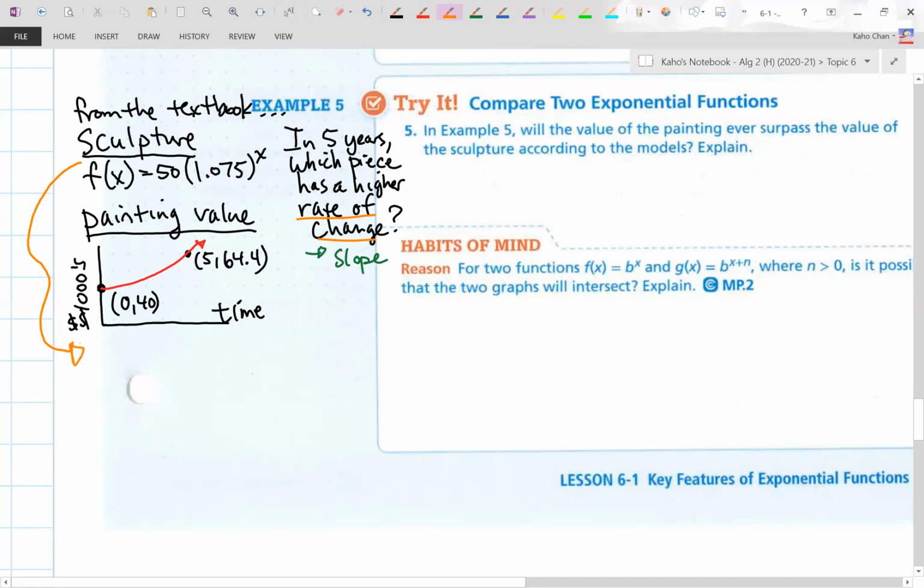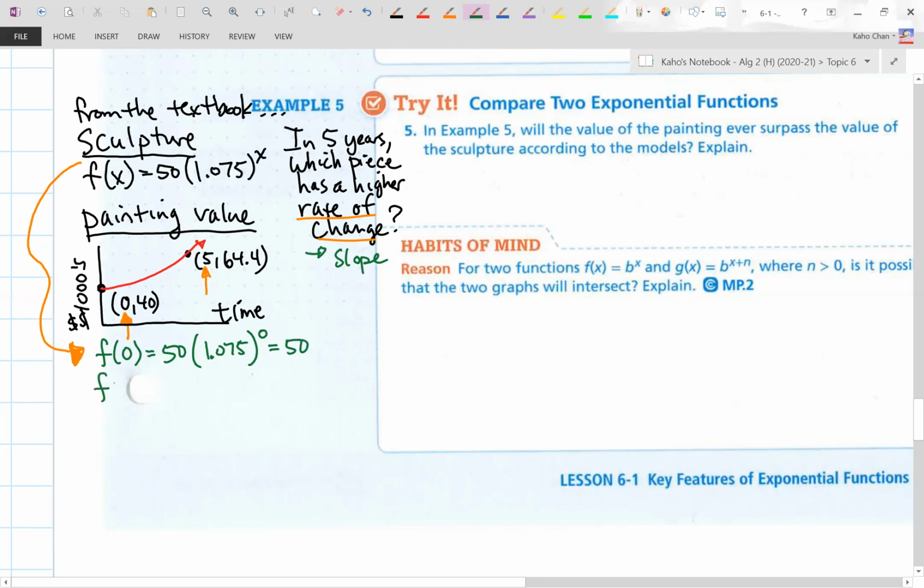Now, which points do I pick? Look at the painting. I have 0 and 5 already given to me. We are dealing with 5 years, right? So I have to plug in the number 0 into the sculpture's function. So let's put that information in right now. There we go. F of 0 first. That equals 50 times 1.075 to the 0 power. This equals 50, that's $50,000.